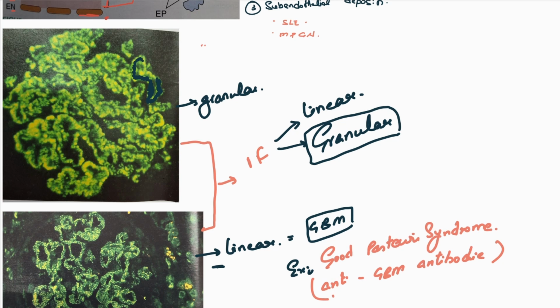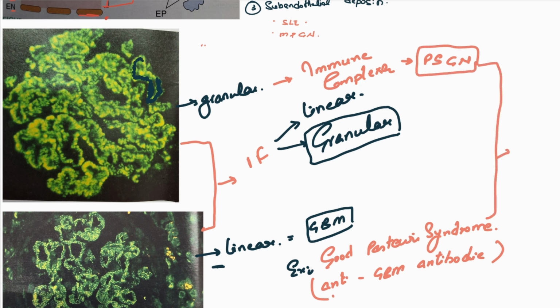And the second one is granular. In this granular, you can observe the depositions of the immune complexes. So immune complexes are present here. These can be easily identified in the post-streptococcal glomerulonephritis. Okay, so these two are related to the nephritic syndromes. So these are the structures that you can identify in the immunofluorescence.